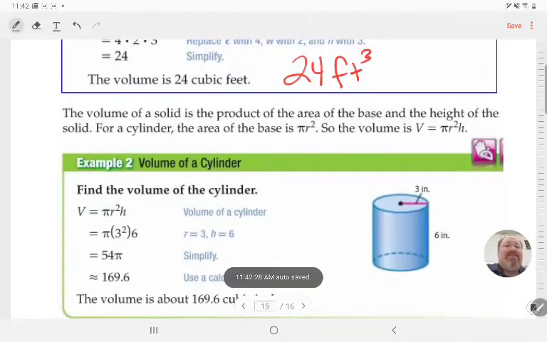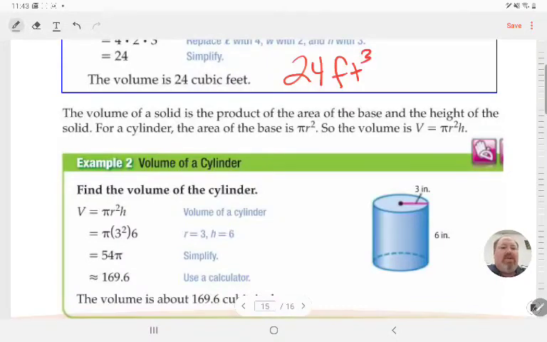Now, the volume of a cylinder is a little bit different. The formula is V, or volume, equals pi r squared times the height. So you're looking for the area of the circle, or the base, and multiplying it times the height. Okay? So in this case, they're giving us the radius of 3 and the height of 6. We just plug it in. And remember, the square goes with the number. So it would be pi times 9 times 6, or 54 times pi, which would be approximately 169.6. And remember, that's cubed, so you would want to label that as cubed inches.